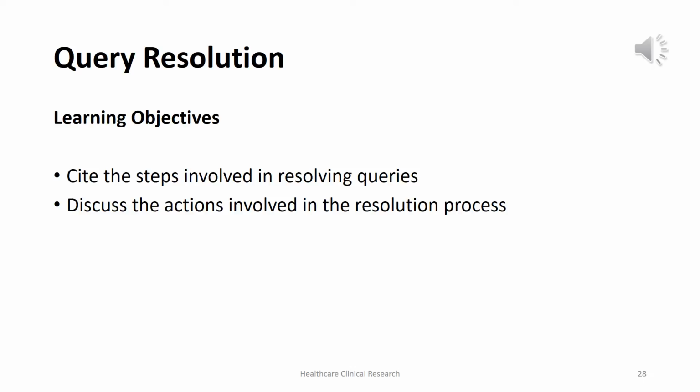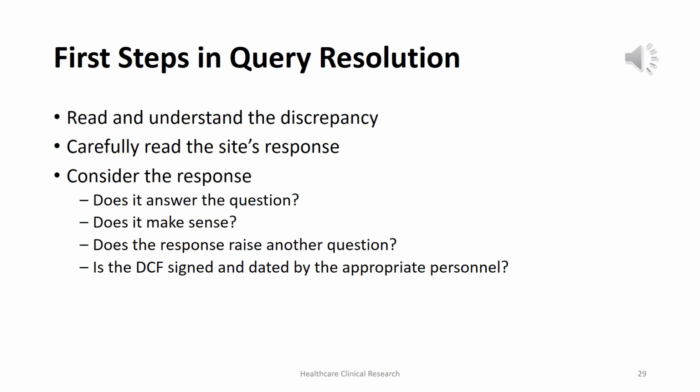So for query resolution, our learning objectives are to cite the steps involved in resolving queries, and then we're going to discuss the actions involved in the resolution process. So let's talk about the first steps that we take in the query resolution process. The first thing we do is we want to read and understand the discrepancy. The reason we want to do this is because many times we're going to be resolving queries that we didn't write ourselves, and we may not be fully familiar with them. So we want to read and understand the discrepancy first and make sure we understand it.